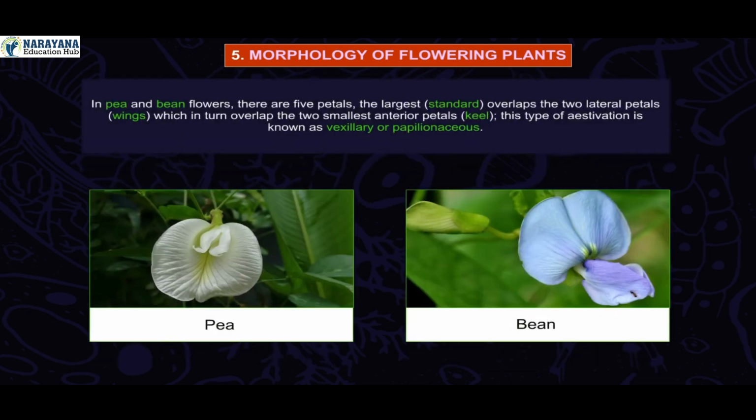In pea and bean flowers, there are 5 petals. The largest, that is standard, overlaps the 2 lateral petals, that is wings, which in turn overlap the 2 smallest anterior petals, that is, keel. This type of estivation is known as vexillary or papilionaceous.